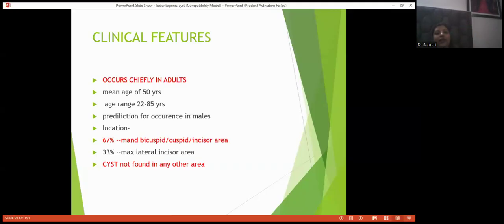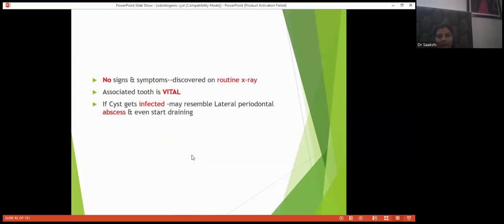Now location, 60% cases हमें मिलते हैं mandibular bicuspids में, then cuspid followed by the incisor area. 33% cases आपके maxillary lateral incisor के areas में होते हैं. इसके कोई signs और symptoms नहीं होते हैं. Usually routine X-ray में ये आपको discover होता है. It is associated with a vital tooth.